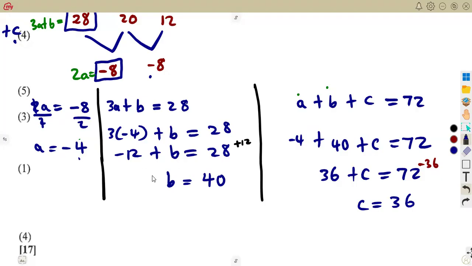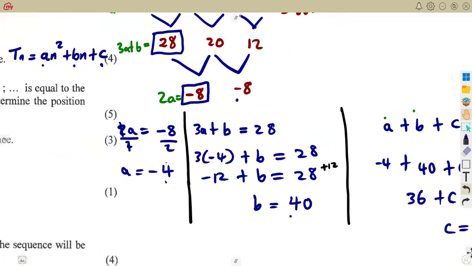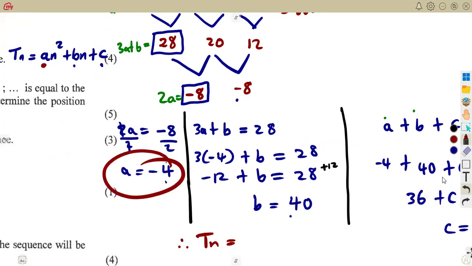We have the value of A, the value of B, and the value of C. We are going to substitute into our general formula representing our Tn. So in this case, our Tn is going to be given as An squared. Our A is what?